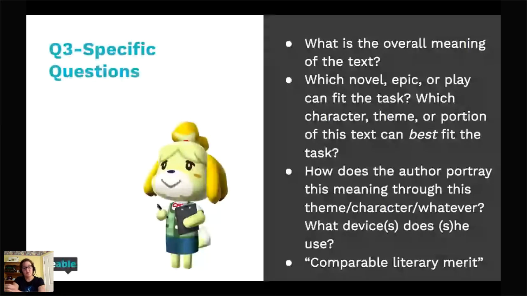Then, how does the author portray this meaning through the theme or character, and what devices does he or she use? I'll go back to this, because it makes more sense when we're actually looking at a Q3. So if I go through this quickly, I will go back to this slide.